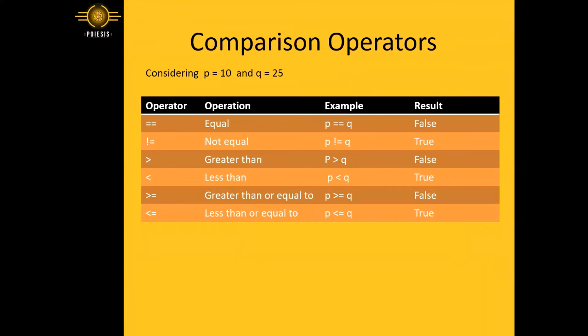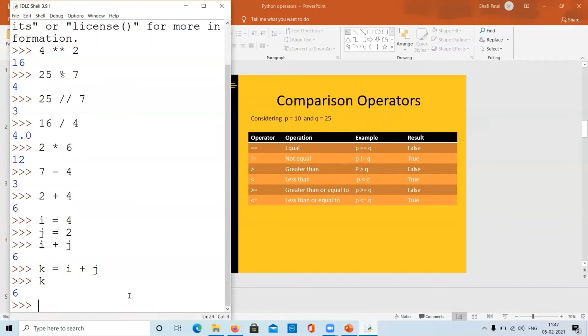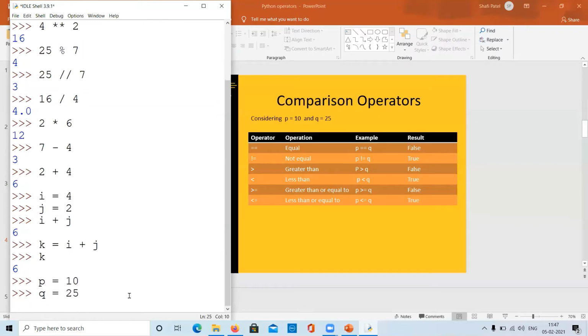The next set of operations are comparison operations. For these operations, we are going to take two numbers, 10 and 25, and we are going to assign them names P and Q. So take 10, take 25, and now we are going to run these operations one by one.